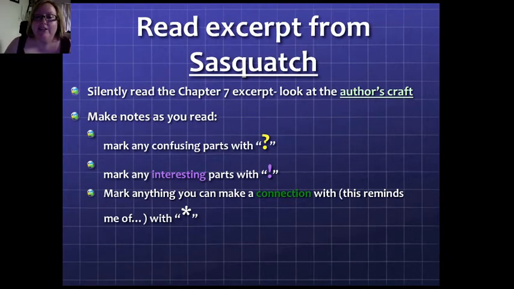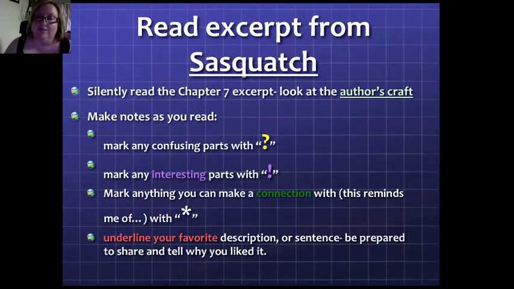And if there's anything that you can make a connection with, like this reminds me of that movie I saw, or this is kind of like that other book, or oh my gosh, this kid sounds like my brother. That kid's dad is crazy. He reminds me of my uncle. Anything that you can make a connection with, text to text, text to self, or text to anything else, you put a star next to it. And then also underline anything that you would consider a golden line.